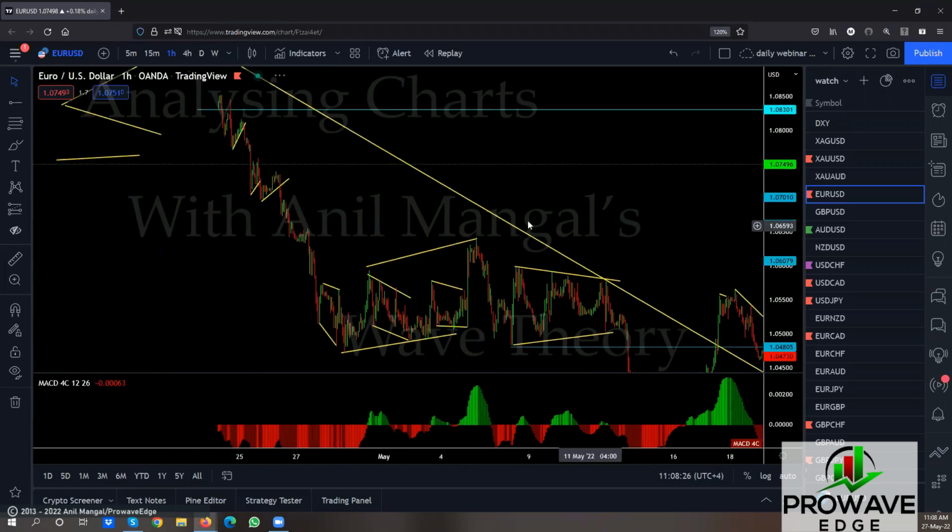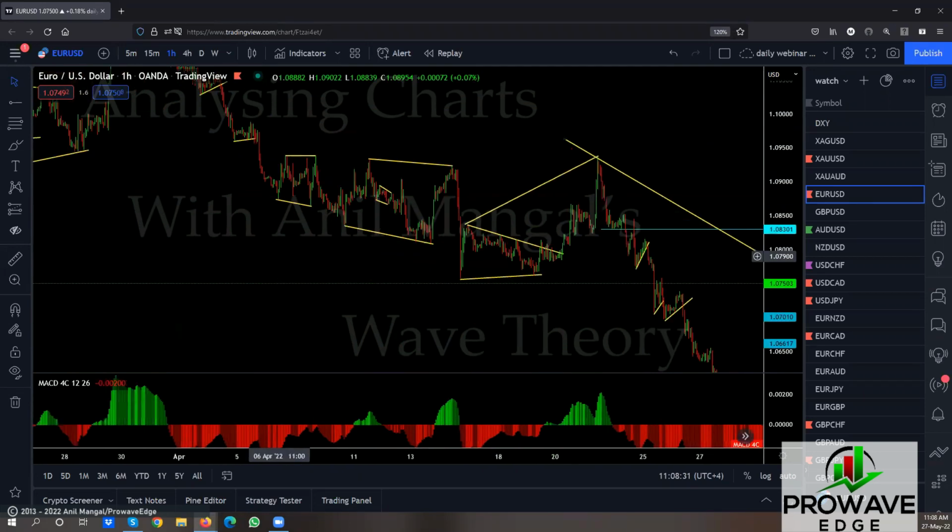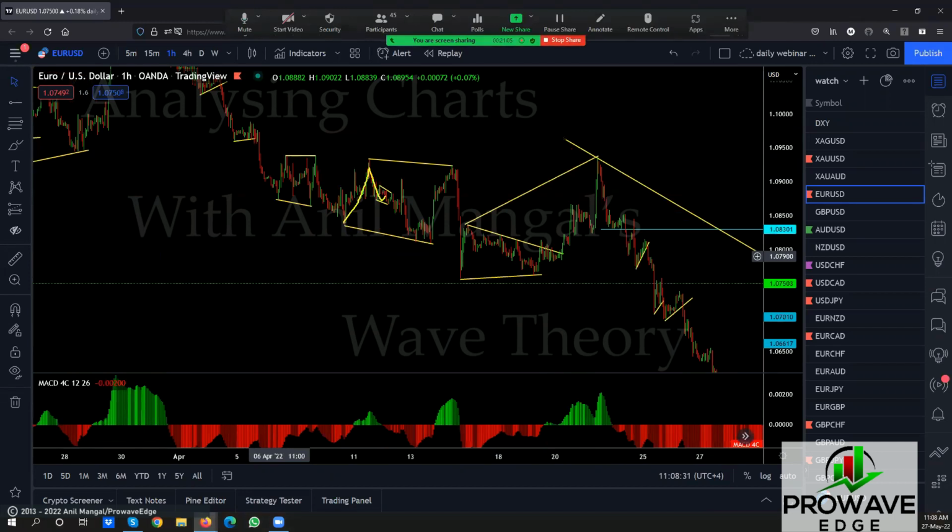Shouldn't take me very long to find a running flat. Those are regular flats. This is a regular one. Here is a running flat. You got to move up. This came, it broke the low. See, we broke the low. We kind of look like we're consolidating, but look what happens. Boom. And then it comes down.